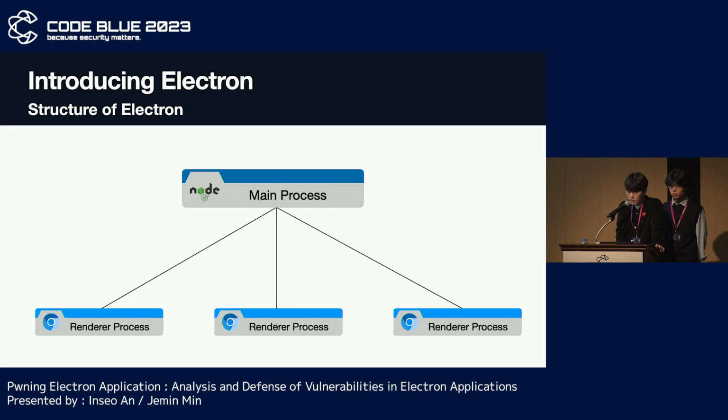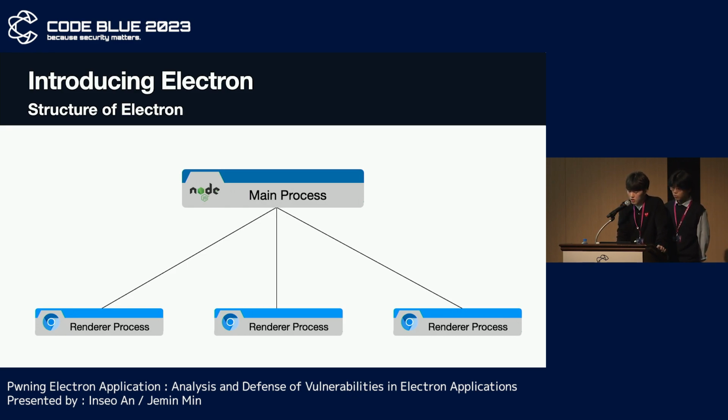This presentation is not focused on the structure of Electron, so I'll briefly explain the concept. First, the main process runs in a Node.js environment and is responsible for creating and managing application windows. It interacts with the user's operating system to allow Electron to function beyond simply being a web wrapper.